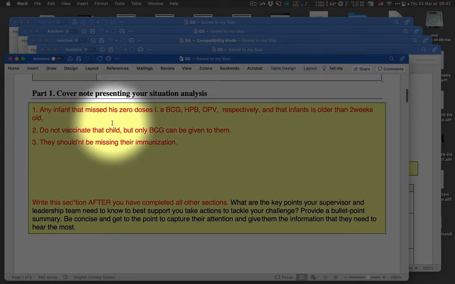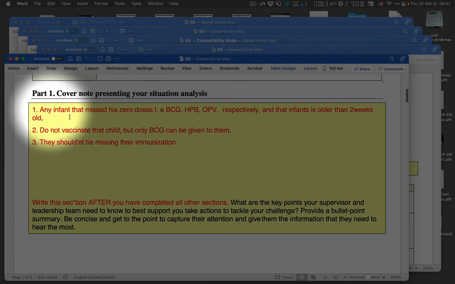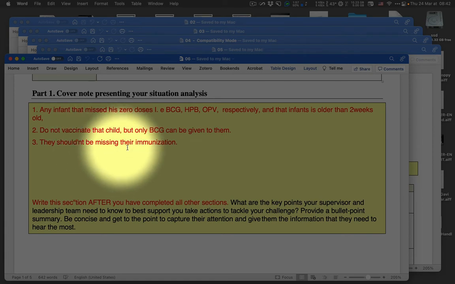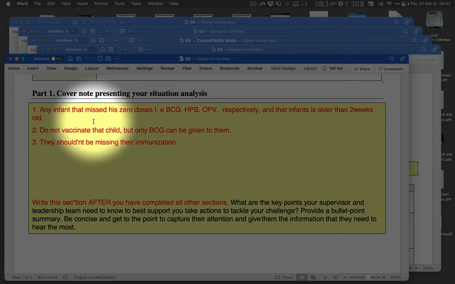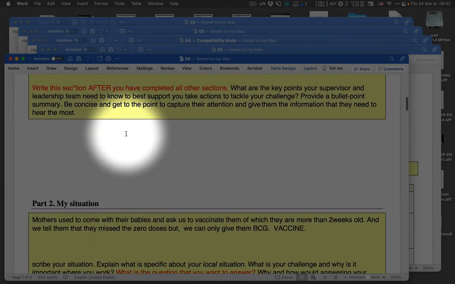Now here, the yellow box is really just the guidance, so don't put your comments or your writing into the yellow box. Let's see, they shouldn't be missing their immunization. Okay, this does not look like something that could be presented to your boss, or any boss for that matter.